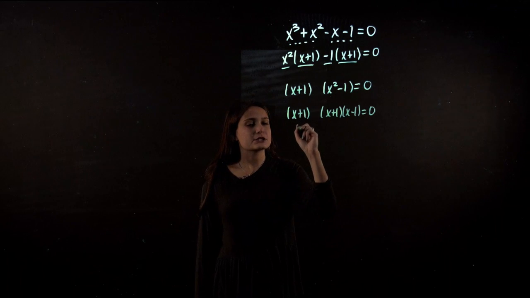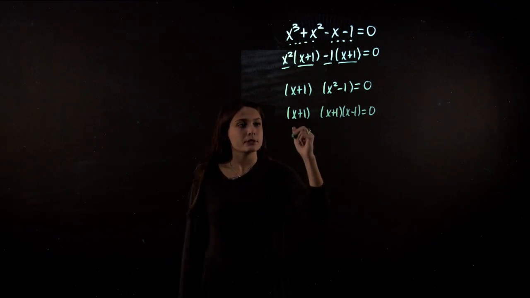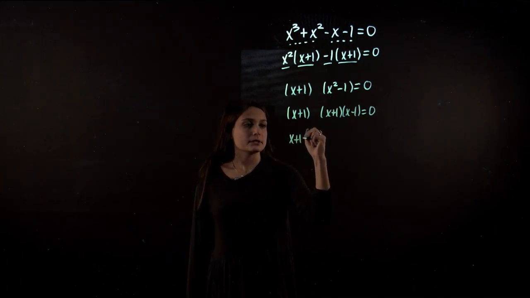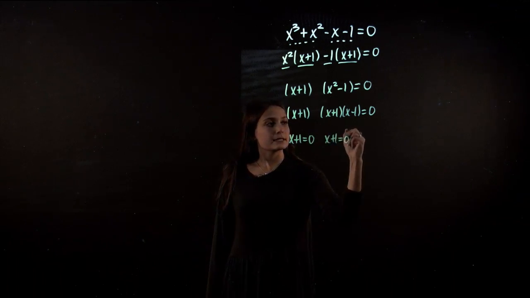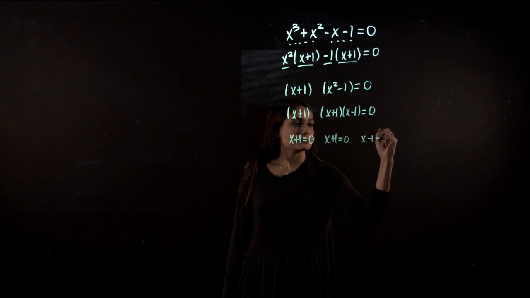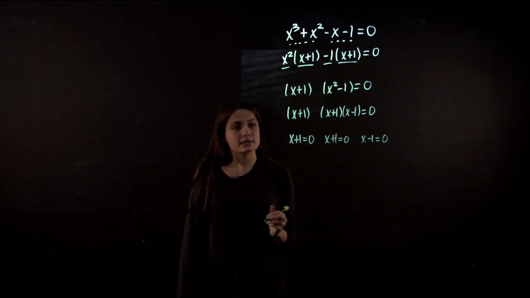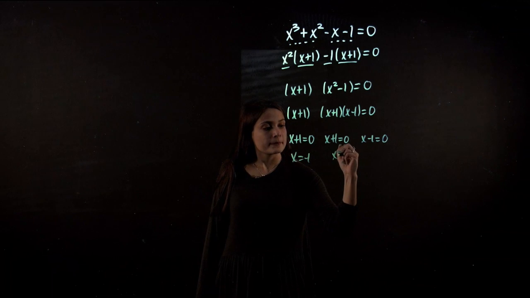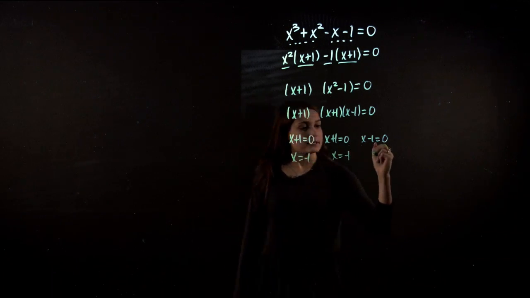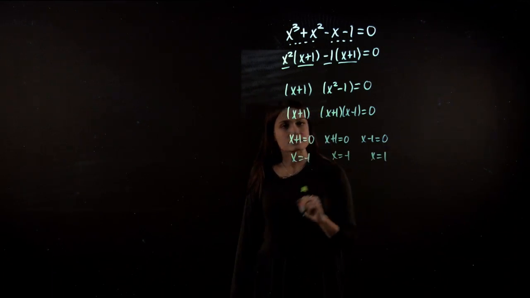So now I'll set each of these individually equal to 0. We'll get x plus 1 equals 0, x plus 1 equals 0 again, and then x minus 1 equals 0. Go ahead and solve these down. We'll get x equals negative 1, x equals negative 1 again, and x equals positive 1.